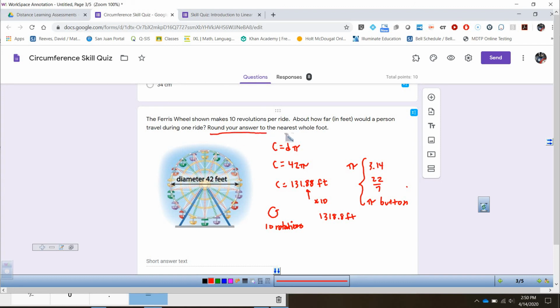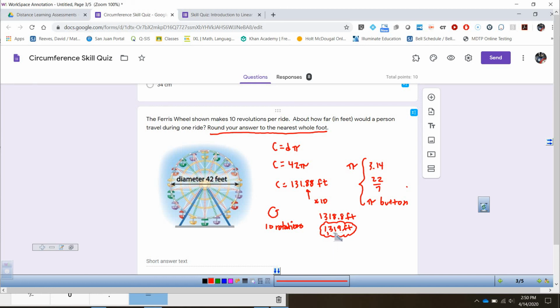It says to round your answer to the nearest whole foot. So to round that to the nearest whole foot, I need 1319 feet. That is what we are looking for right there. Okay, 1,319 feet, it's okay if you put a comma.